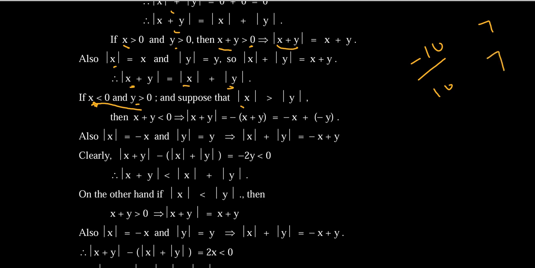Now, initially, negative 10 was less than 7. But after I find the absolute value, I'll get positive 10 is greater than 7. Do you see it? So that's the case they are trying to evaluate here. So if that is the case, then realize that if I do pure x plus y without the absolute value, if I do minus 10 plus 7 without the absolute value, I get minus 3.